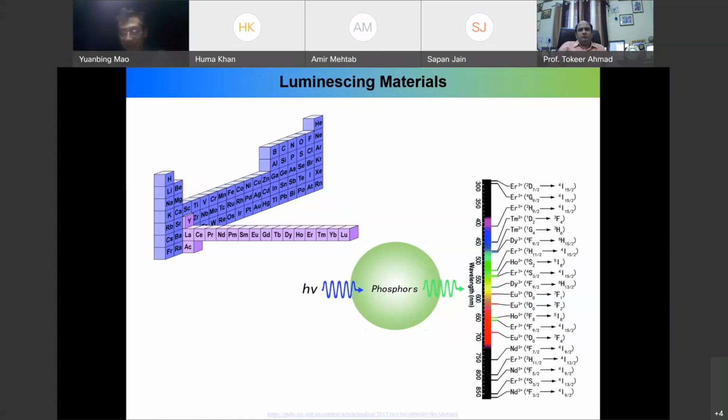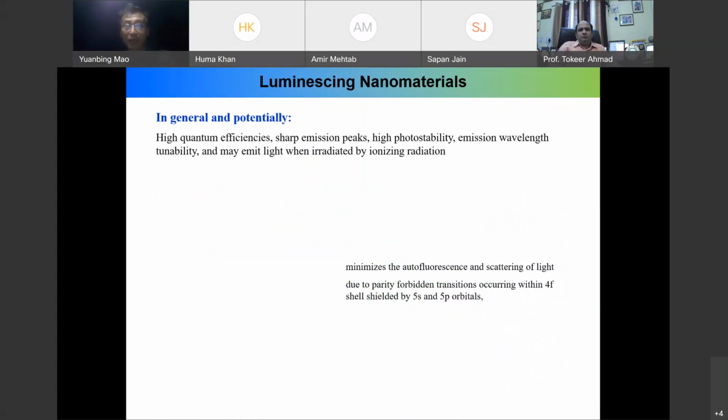So, once we have an understanding of this, it will be much easier for us to understand solid state lighting. And then, my topic today, I'm trying to talk about the nanomaterials. So what's the unique part about the nanomaterials? In general and potentially, we could get high quantum efficiencies, sharp emission peaks, high photostability and emission wavelength tunability, and they may emit light when irradiated by even ionizing radiation. So, for nanomaterials, that could be the potential.